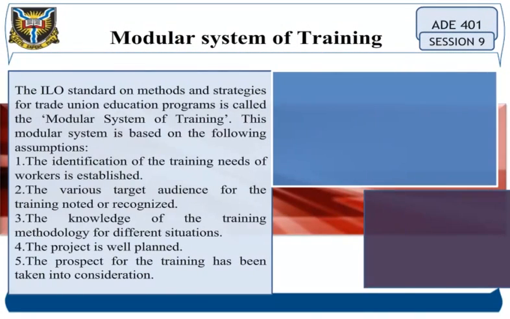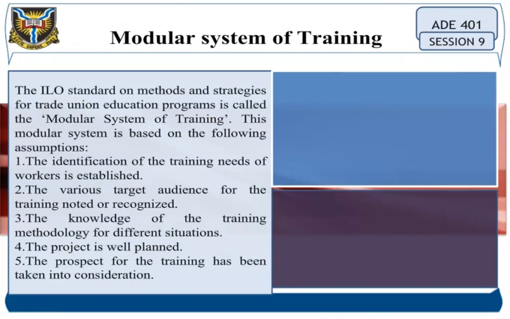Modular system of training. The ILO standard on methods and strategies for trade union education programs is called the modular system of training. This modular system is based on the following assumptions. 1. The identification of the training needs of workers is established. 2. The various target audience for the training is noted or recognized. 3. The knowledge of the training methodology for different situations. 4. The project is well planned. 5. The prospect for the training has been taken into consideration.